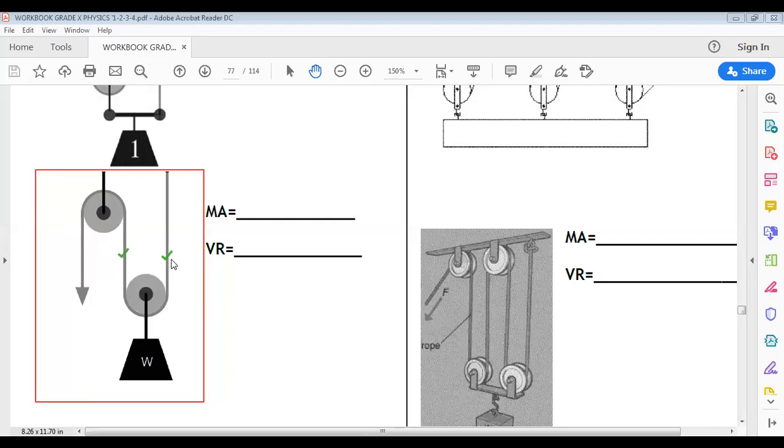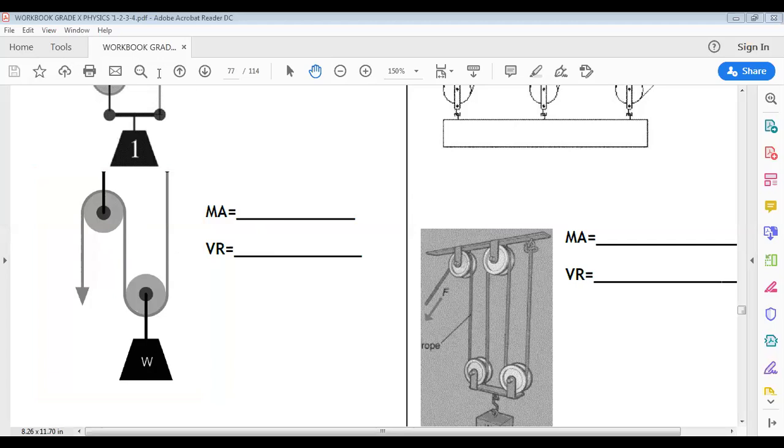How much is the MA and VR of this system? Oh, I'm so sorry. I said MA and VR is 2. The MA and VR of this system is 2. MA is also 2 and VR is also 2. Why? Because there are two strings which is supporting the load. Okay, this is the load and two strings are supporting.